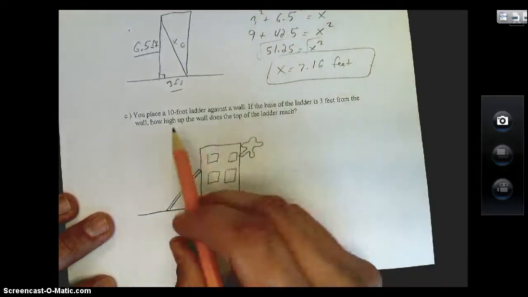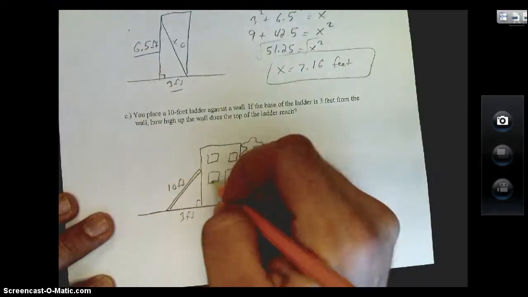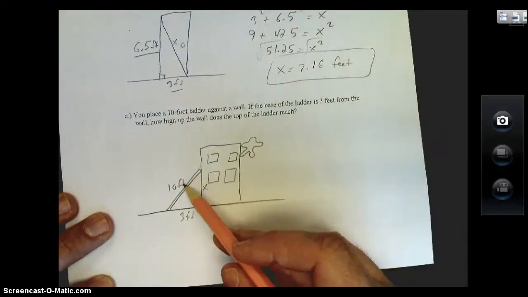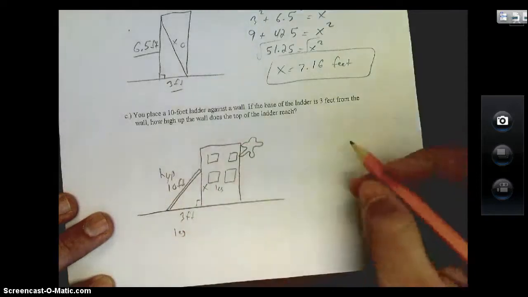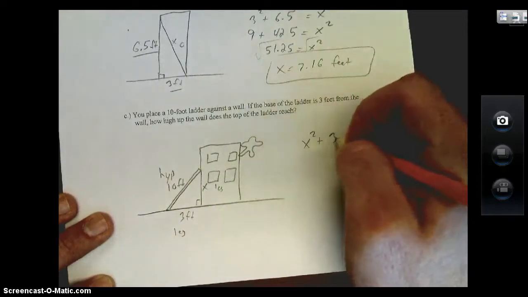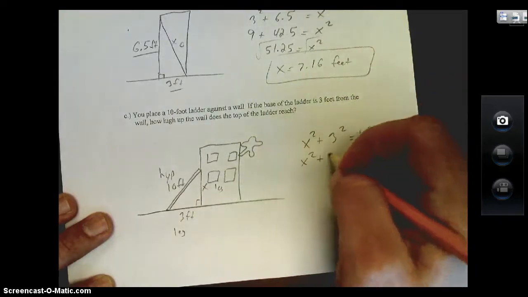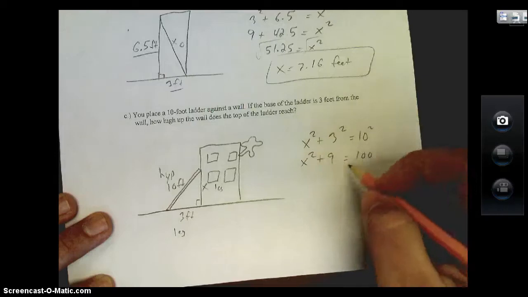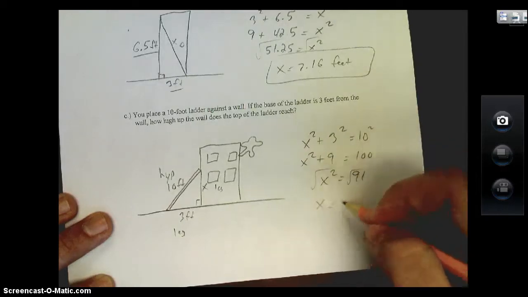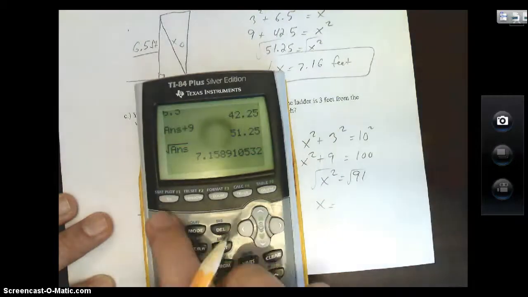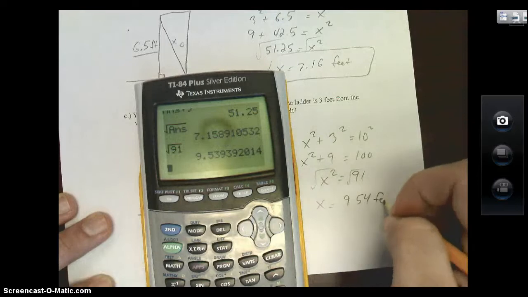All right, so 10-foot ladder against the wall. It is 3 feet from the wall. How high up is it? Okay, think about it. Here is your hypotenuse. Here's your leg. Here's your leg. So we've got x squared plus 3 squared equals 10 squared. And then x squared plus 9 equals 100. Subtract 9 over. Square root left, square root right. Gives us an answer of 9.54 feet.